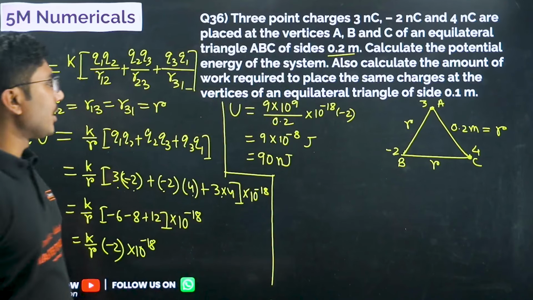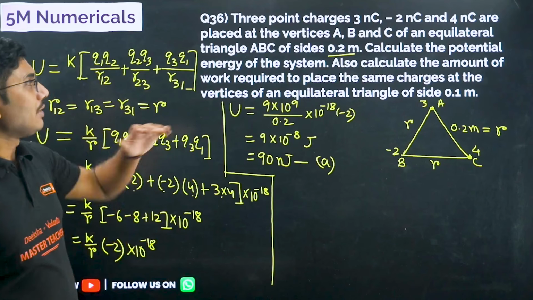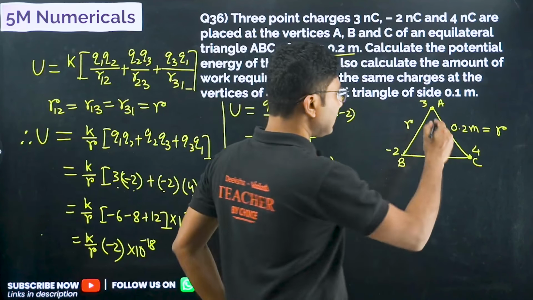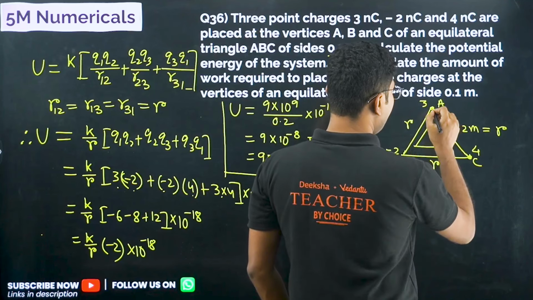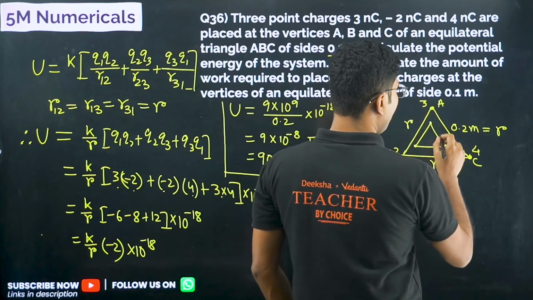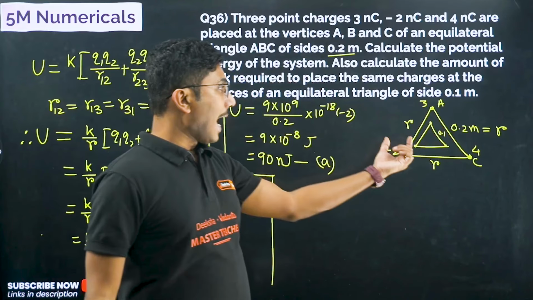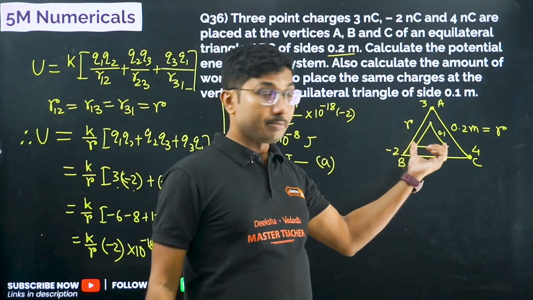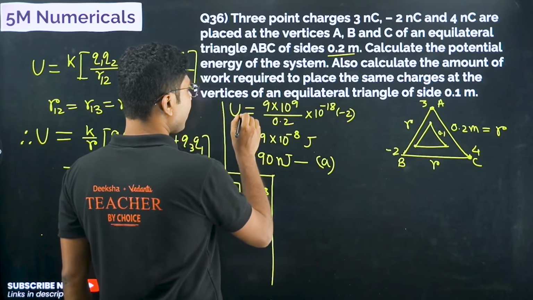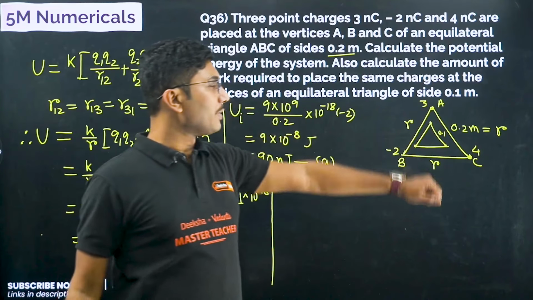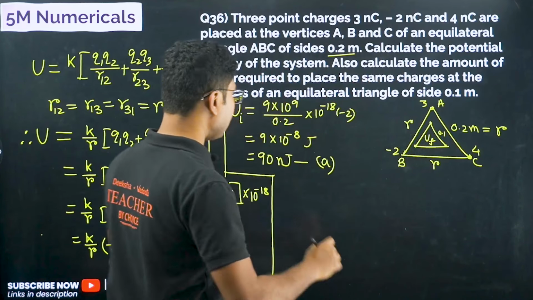In the second case, this is answer A. In the second case, what we have done, from this system we have moved it to another triangle of distance 0.1 meter. Okay, so first we will calculate at this combination what is the potential energy of the system. So this one will become our initial potential energy and this one will become our final potential energy. So we will calculate the final potential energy.